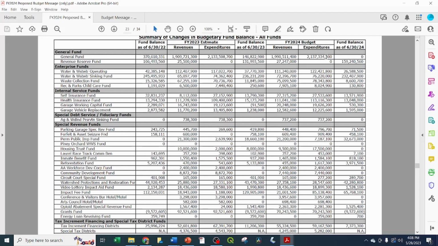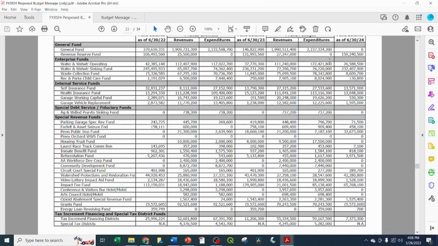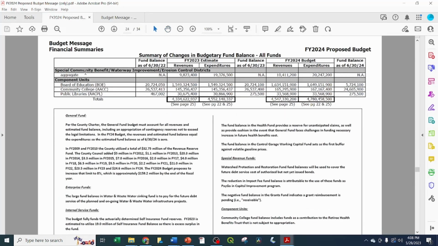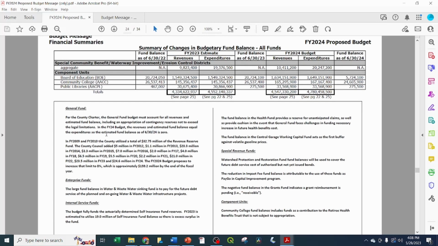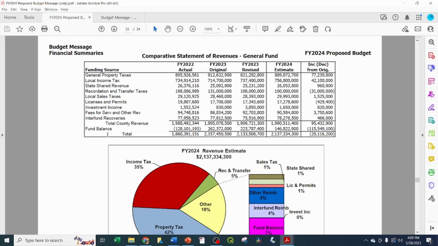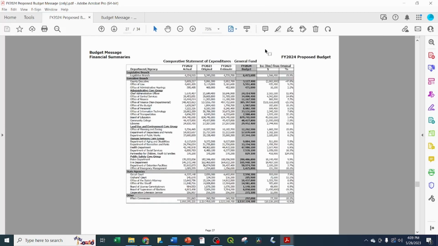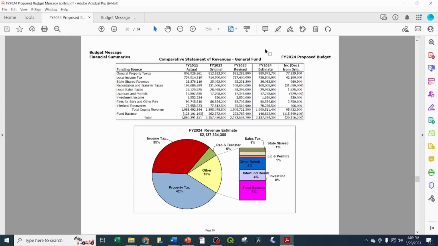So these 2 pages are the most important in the entire budget book. It lists all the funds. It goes on to a second page, and pay attention to the notes. Any changes and anomalies will be discussed in the notes. Then we've got 2 comparative statements of revenues and of expenditures.